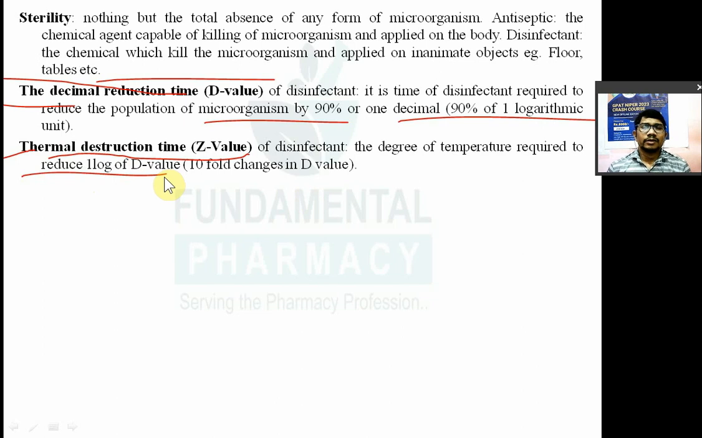मतलब क्या है? Simply, the degree of temperature required to change thermal reduction time 10 fold. 10 गुना आपको thermal reduction time change होगा. So thermal destruction time is nothing but the Z value. The decimal reduction time is nothing but the D value, the time required by a disinfectant to decrease 90% of microorganisms. Thermal destruction time is the degree of temperature at which there is a 10 fold change in the D value. और इसके ऊपर क्वेश्चन आ चुका है. That is to reduce the 1 log of D value.